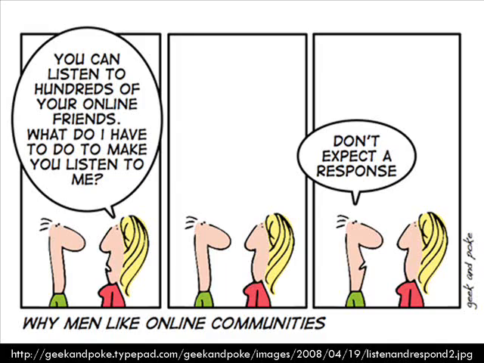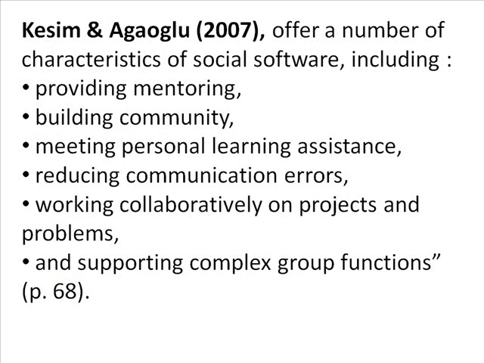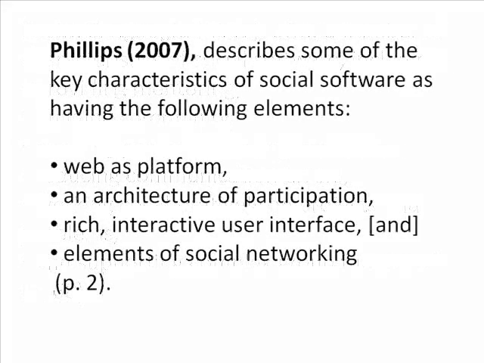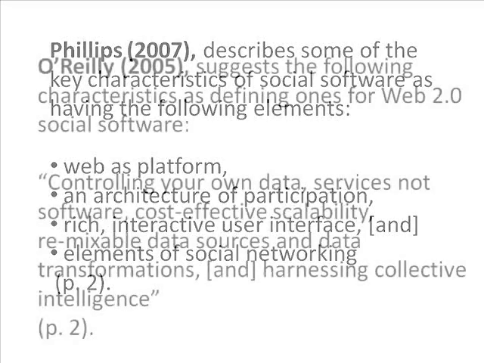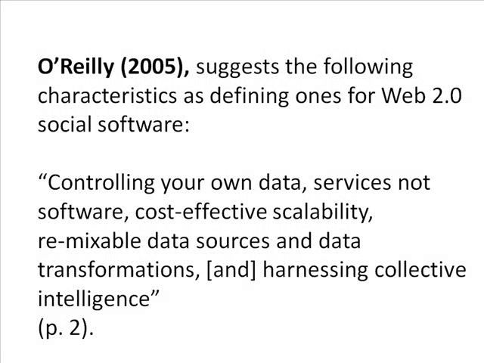To get a better understanding of Web 2.0 social software, we will examine some common characteristics of social software. Kessam 2007 lists a number of characteristics of social software, including providing mentoring, building community, meeting, personal learning assistance, reducing communication errors, working collaboratively on projects and problems, and supporting complex group functions. Phillips, 2007, also describes some of the key characteristics of social software as having the following elements: web as platform, an architecture of participation, rich, interactive user interface, elements of social networking. O'Reilly, 2005, includes the following characteristics as defining ones for social software: controlling your own data, services not software, cost-effective scalability, remixable data sources and data transformations, harnessing collective intelligence.